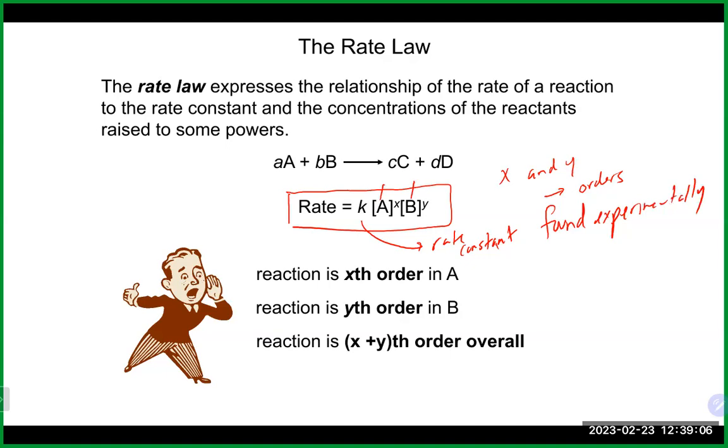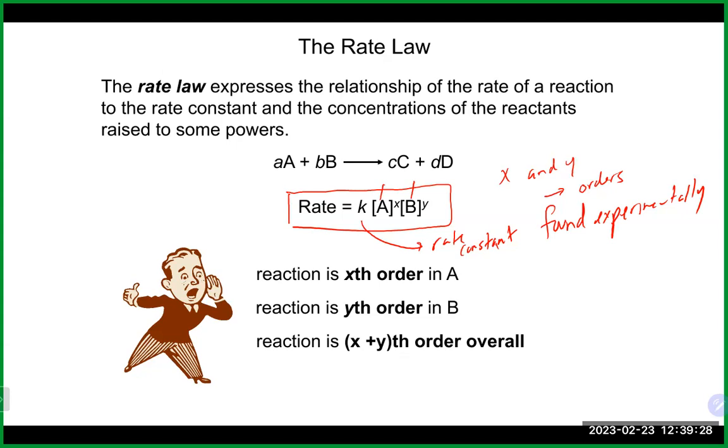That means you will typically be given a table of values and you have to do some type of calculation to figure it out. We can also figure out the overall order of a reaction by actually adding the individual orders together. So if you added X and Y together, maybe they're each first order, and the overall order would then be second order for that reaction by 1 + 1 = 2.